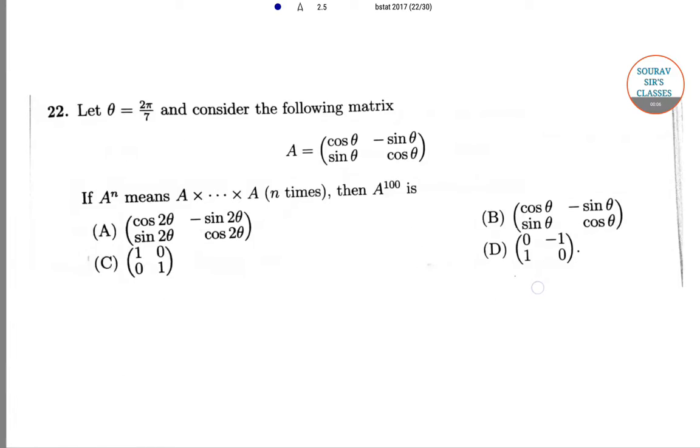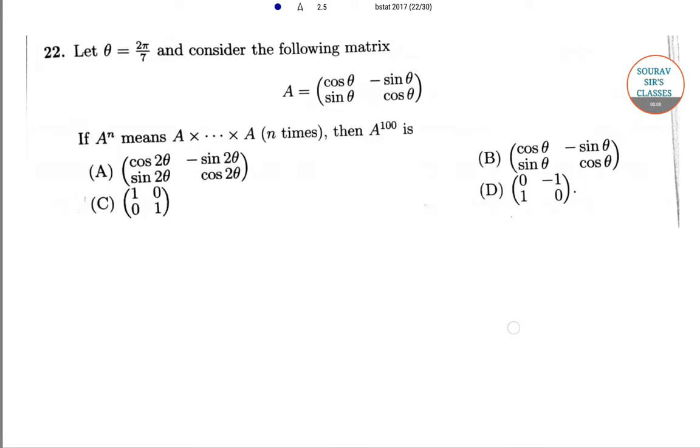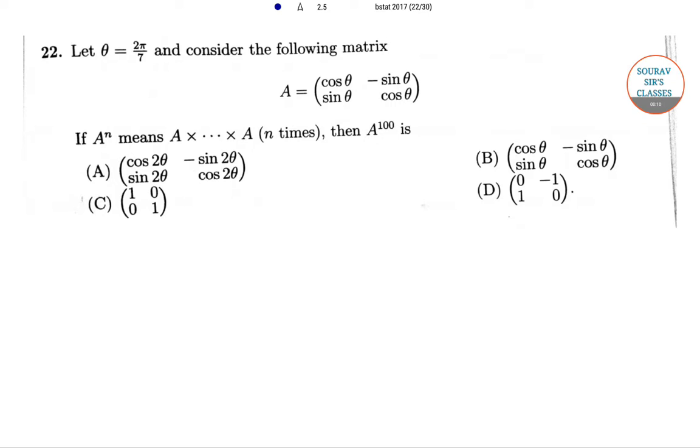Today we will be solving the ISI Bstat question paper of year 2017. Today we will be solving question number 22. In question number 22 it has been said that let theta be equal to 2 pi by 7. And now we will consider the matrix A, which is equal to cos theta, minus sin theta, sin theta, cos theta.